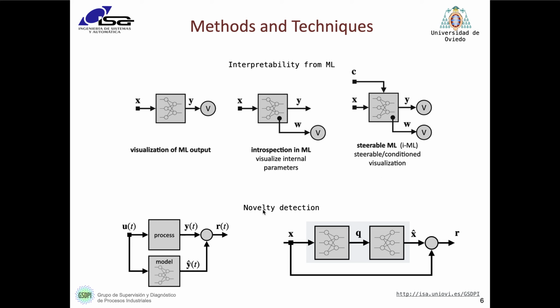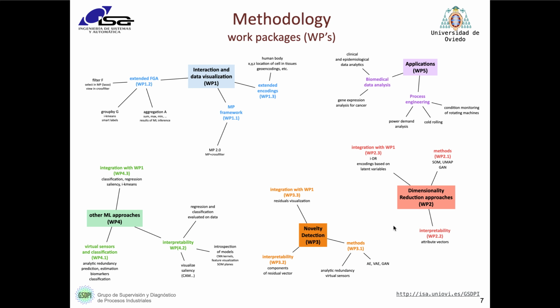Also, novelty detection using analytical redundancy has been considered, including virtual sensor approaches or autoencoder architectures. Accordingly, the project was divided into 5 work packages: 1. Interaction and data visualization. 2. Dimensionality reduction approaches. 3. Novelty detection. 4. Other machine learning approaches. 5. And applications involving engineering and biomedical problems.